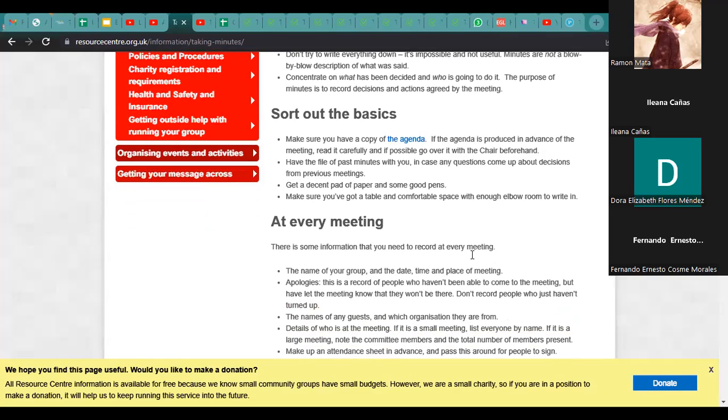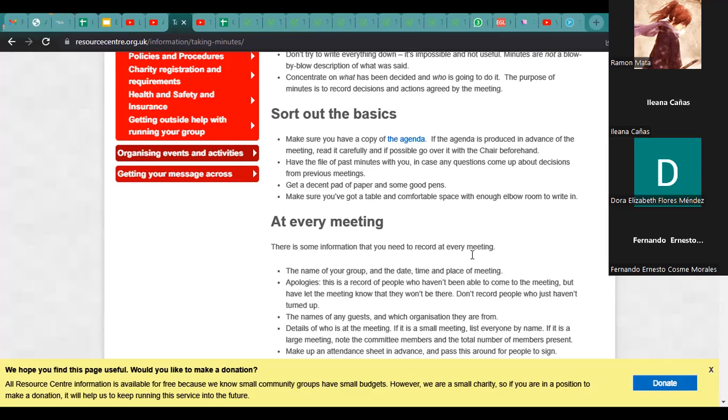Sort of the basics. Make sure you have a copy of the agenda. If the agenda is produced in advance of the meeting, read it carefully and possibly go over it with the chair beforehand. Have the file of past minutes with you in case any question comes up about a decision from a previous meeting. Get a decent pile of paper and some good pens. Make sure you've got a table and a comfortable space with enough elbow room.